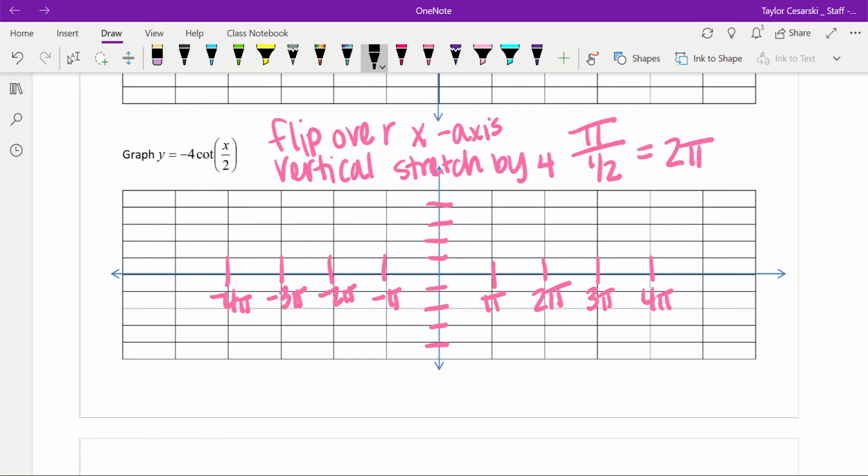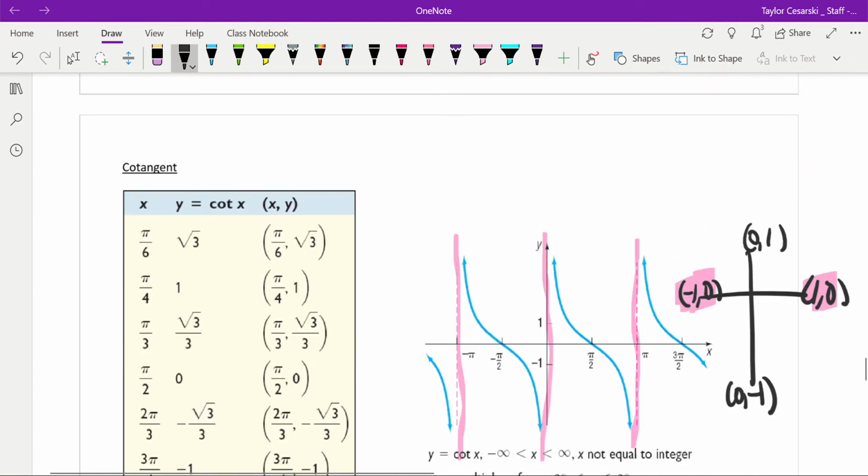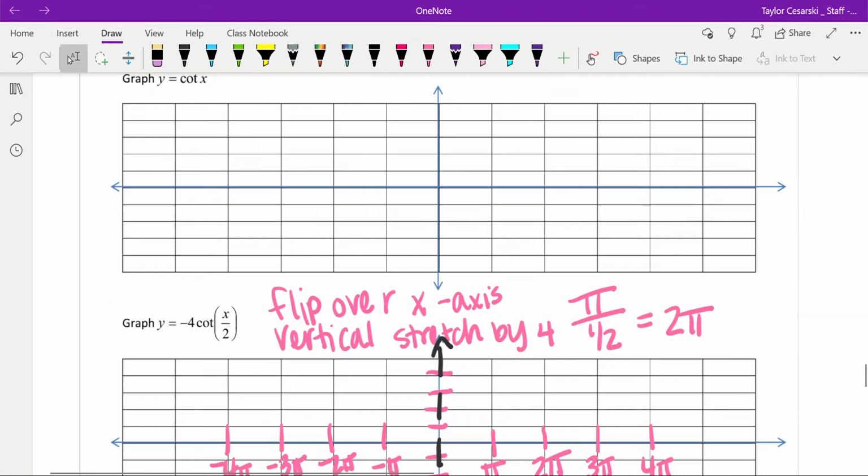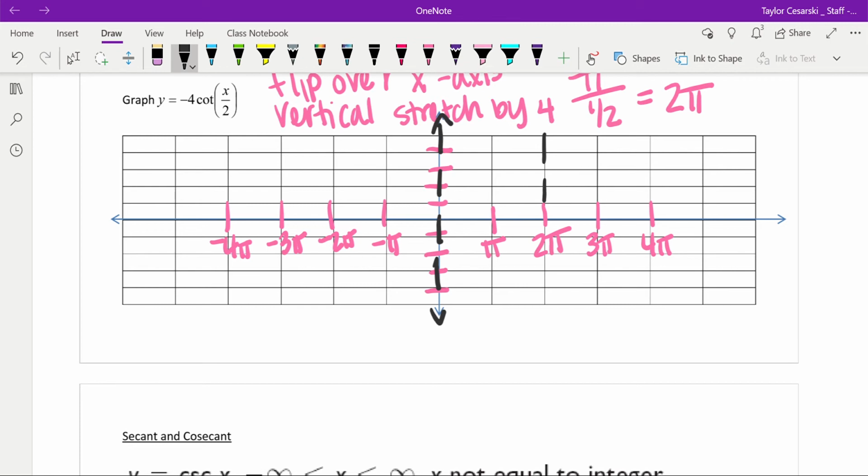So remember, your asymptotes here are going to occur at 0, and we're not moving them left and right at all, because cotangent is undefined at 0. And then it's going to occur again at your second tick mark, and then your fourth tick mark. So 2 pi and 4 pi. Negative 2 pi and negative 4 pi.